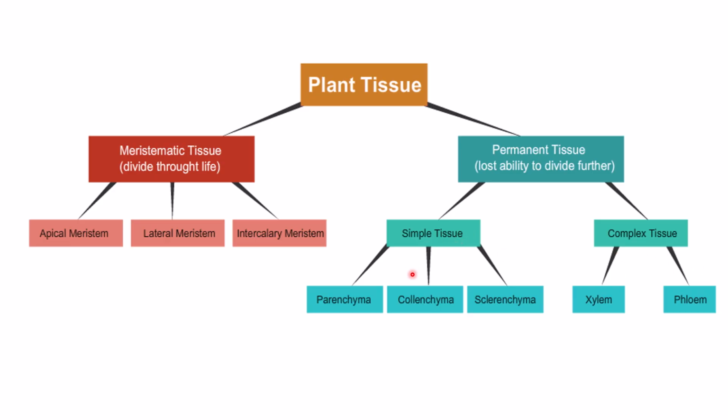In simple permanent tissue we have parenchyma tissue, collenchyma tissue and sclerenchyma tissue. In that, parenchyma and collenchyma are living tissues and sclerenchyma is dead tissue. I'll tell you why in further slides. The first type of complex tissue is xylem, which transports water, and the second is phloem, which transports food in the plant.